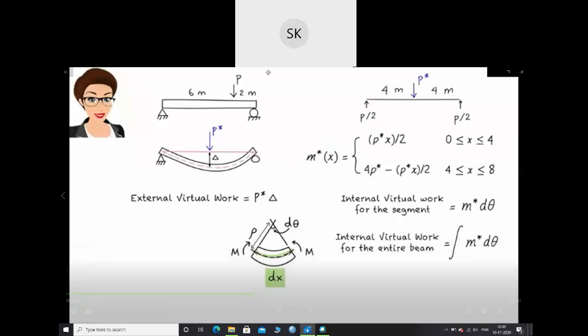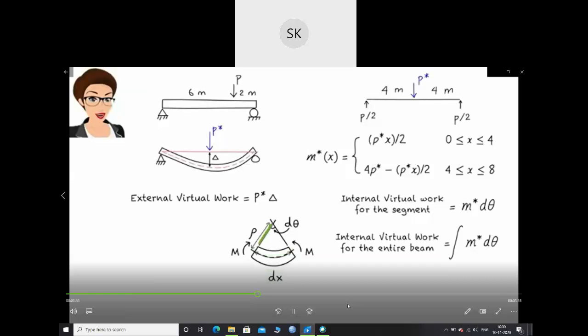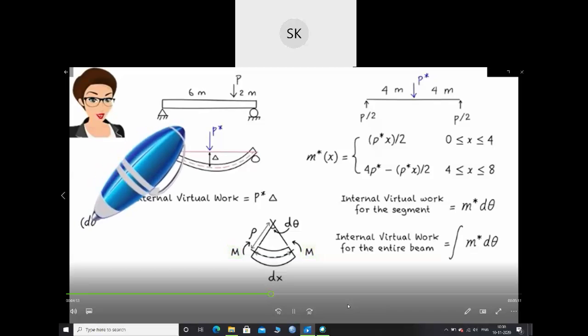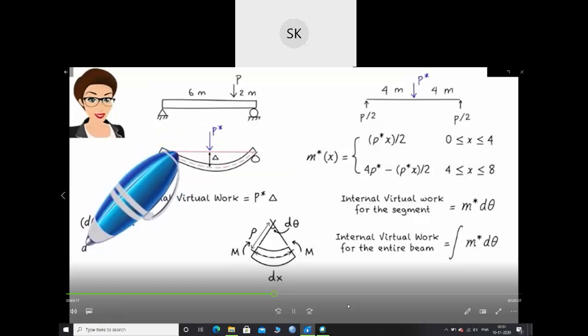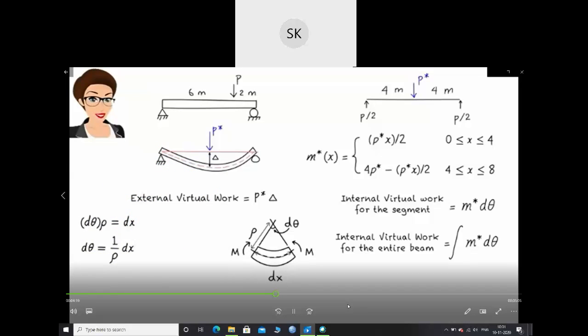Also, let's refer to the radius of the circle containing the arc length as rho. And keep in mind that this deformation is caused by the bending moment produced by the real load. I'm going to show the bending moment as big M. Using simple geometry, we can write d theta times rho equals dx, or d theta equals 1 over rho dx.